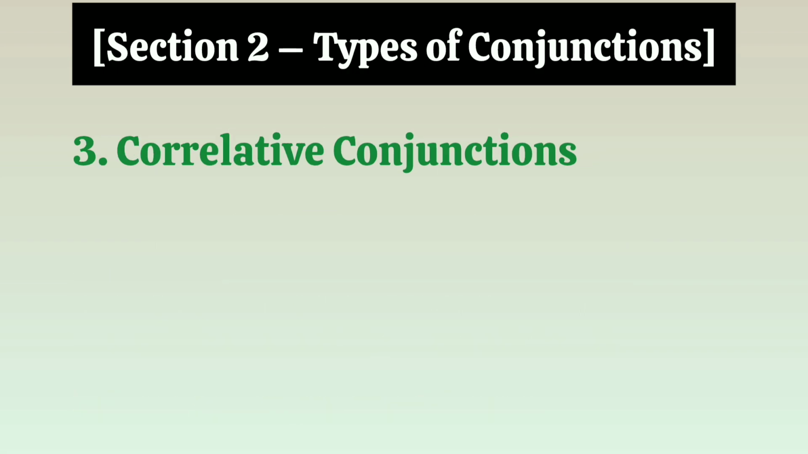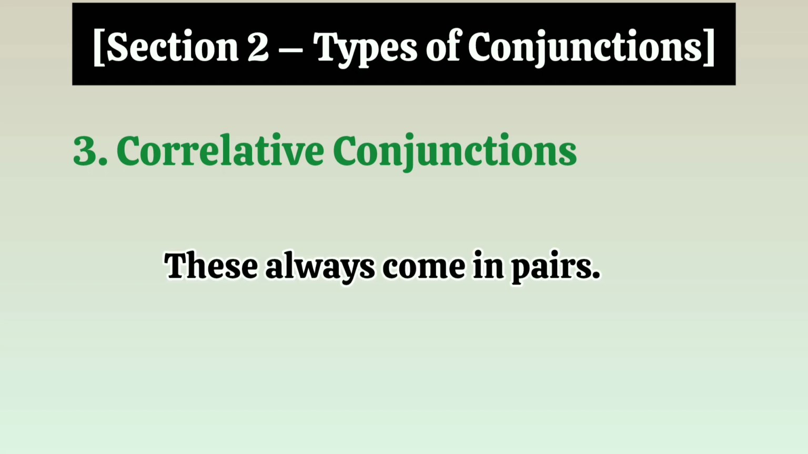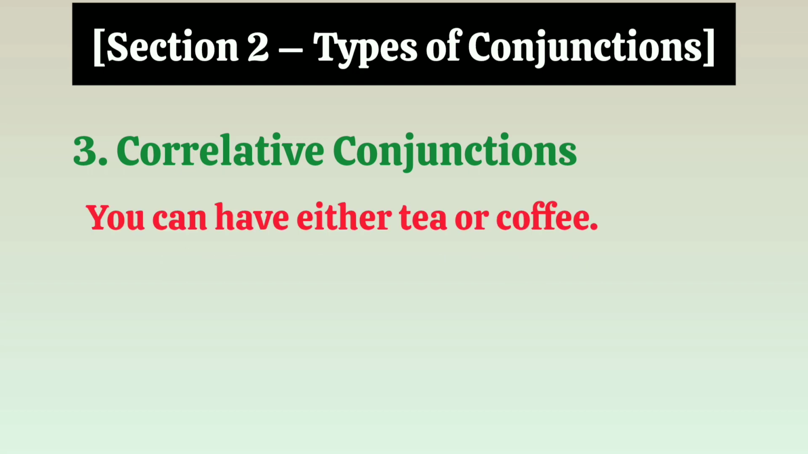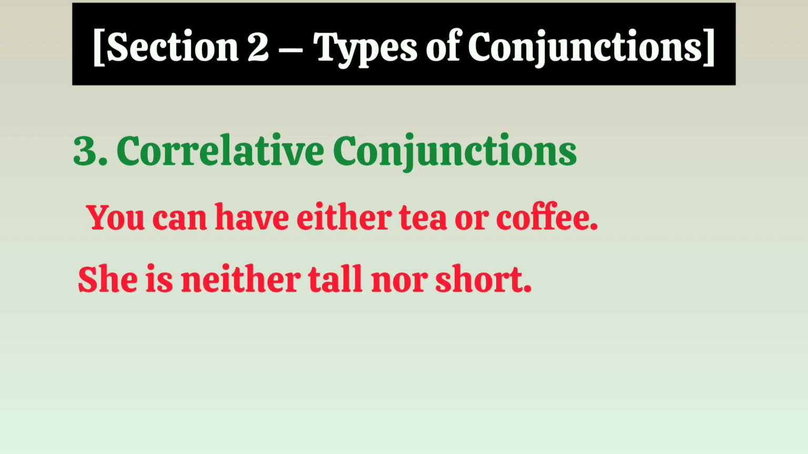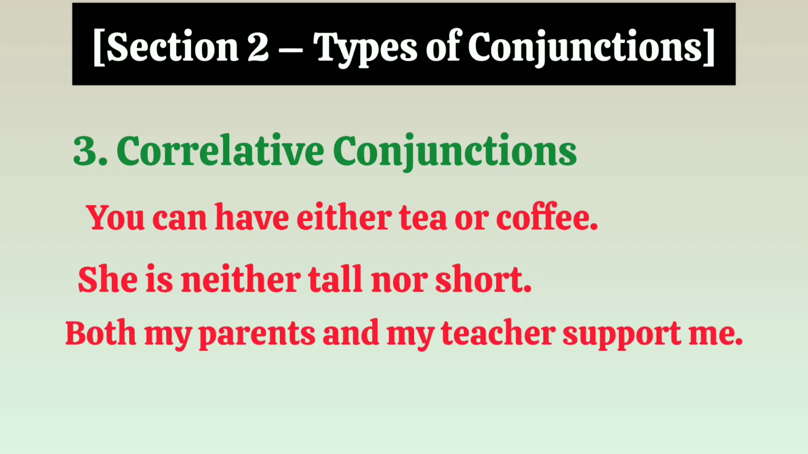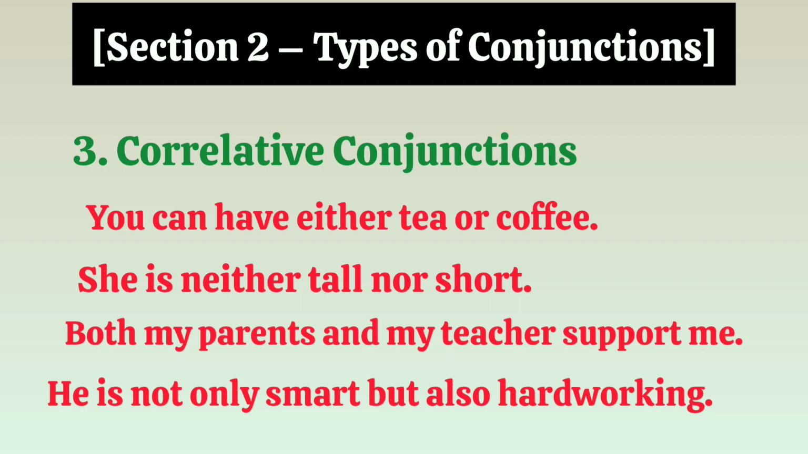3. Correlative conjunctions. These always come in pairs. Examples. You can have either tea or coffee. She is neither tall nor short. Both my parents and my teacher support me. He is not only smart, but also hardworking.